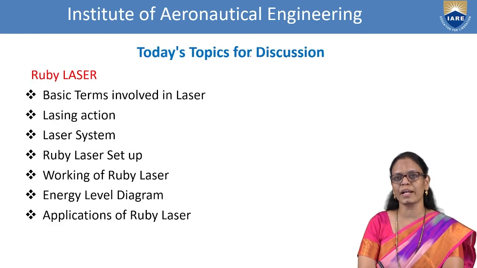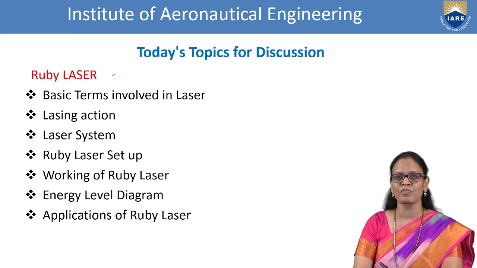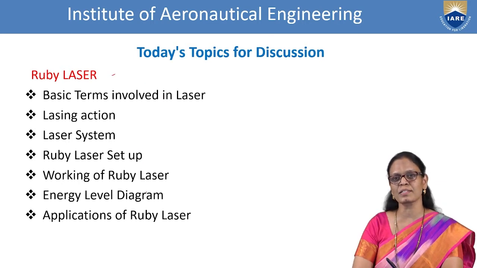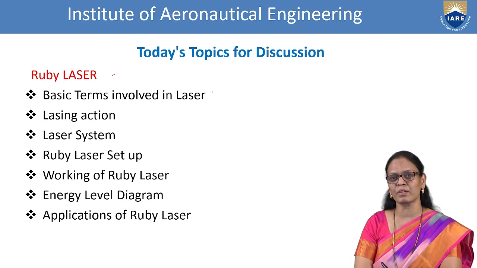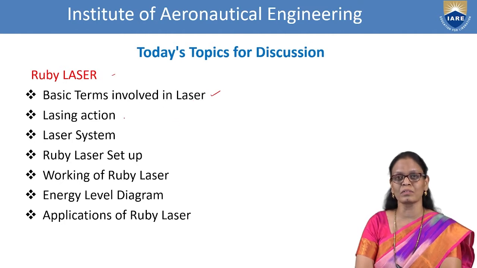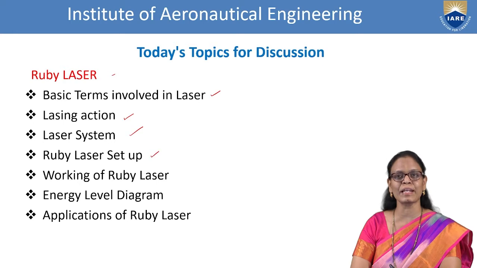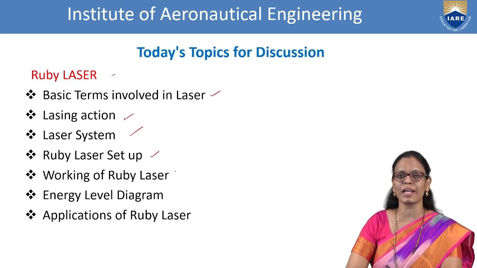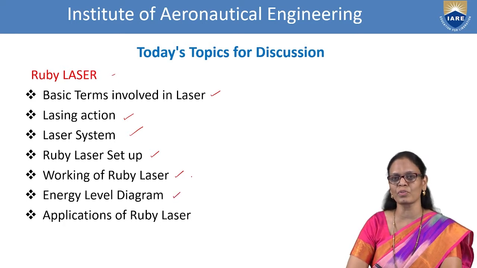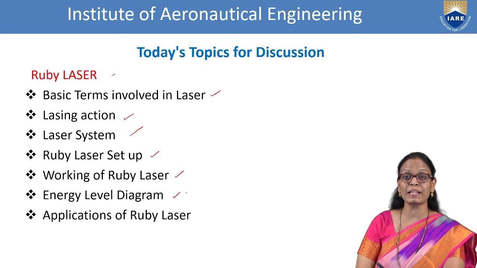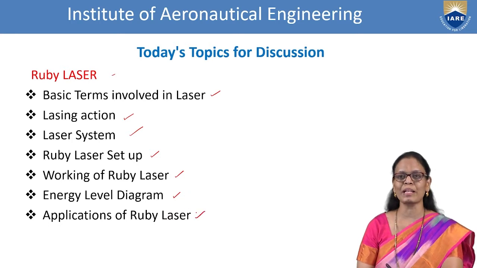Now, the brief outline of today's topic. First, to understand the ruby laser, we will quickly revise the basic terms that are involved in laser. Then we will also understand the lasing action and the laser system, and then apply the same to the ruby laser setup and see the working of the ruby laser, and also study the energy level diagram of the ruby laser. And finally, we will discuss the applications of the ruby laser.